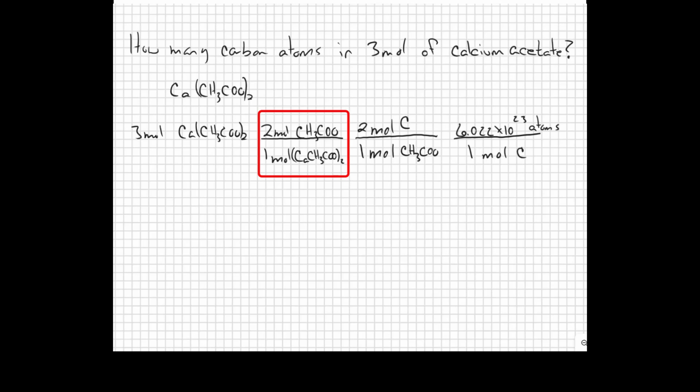Where does this block come from? Oh, like the parentheses. This 2 right here. That's right. This 2 right here tells me there's 2 acetates for every whole thing of calcium acetate. That's where this block comes from. Where does this block come from? There's 2 moles of carbon for every mole of acetate. This fact that this C has a 2 on it right here. There's 2 carbons in every one of those things in parentheses, right? There's 2 carbons for every one of those things. And then this is Avogadro's number. This is the conversion from atoms to moles, or moles to atoms.